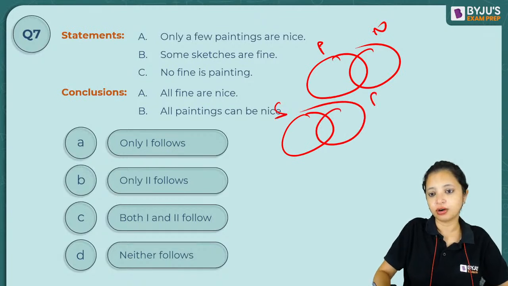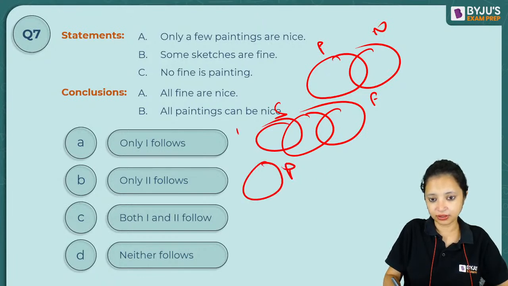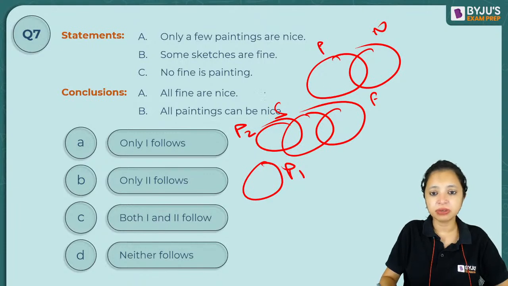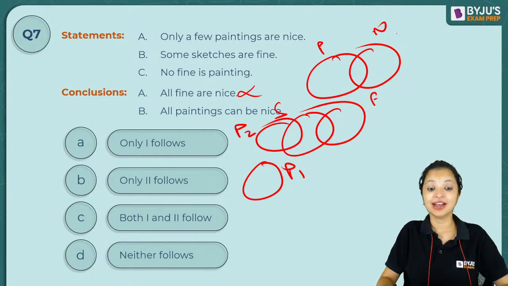Some sketches are fine. No fine is a painting. Painting can be here, painting can be here. P2, P1. All fine are nice is only a possibility. Wrong. All paintings can be nice.